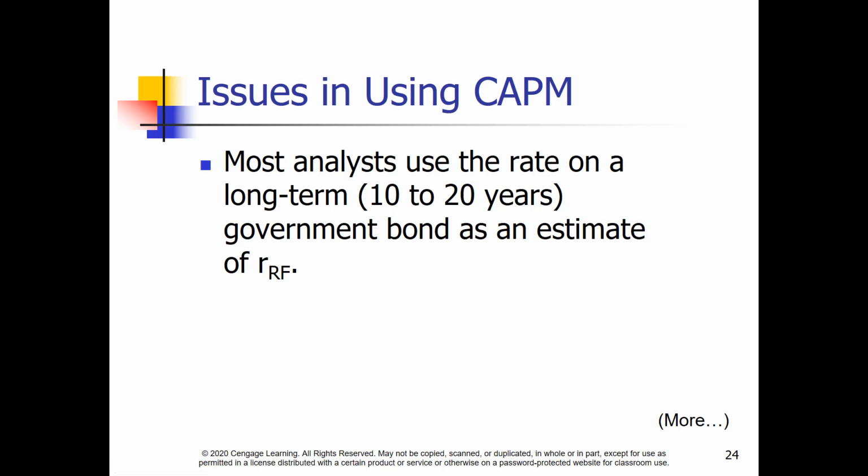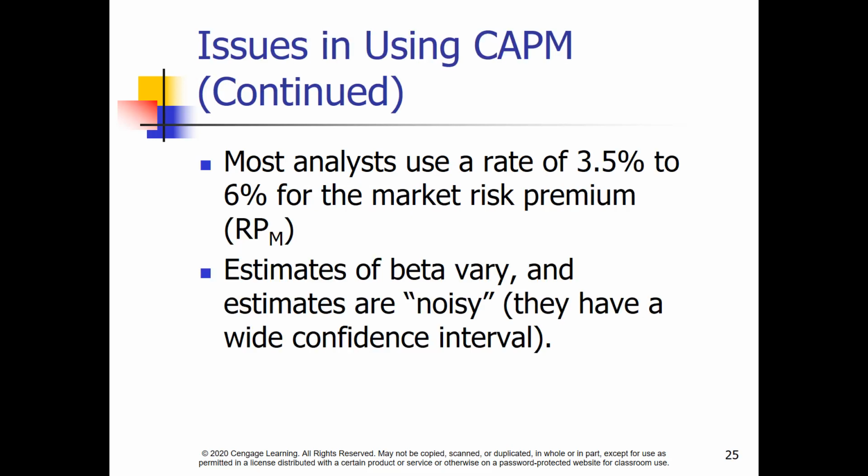Most analysts use a long bond rate as the risk-free rate in valuing stock. Recall in Chapter 8 that we chose a short-term T-bill rate for the risk-free rate to value options, which are short-term instruments. Stock is a long-term asset, thus a long-term rate is appropriate. As stated above, most analysts use a rate between 3.5% and 6% for the market risk premium. Alternately, they may proxy the return on the market with the return on the S&P 500. And finally, estimates of beta, as we noted in Chapter 6, are noisy.